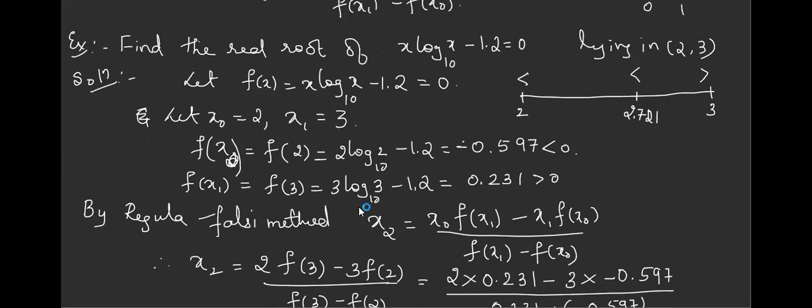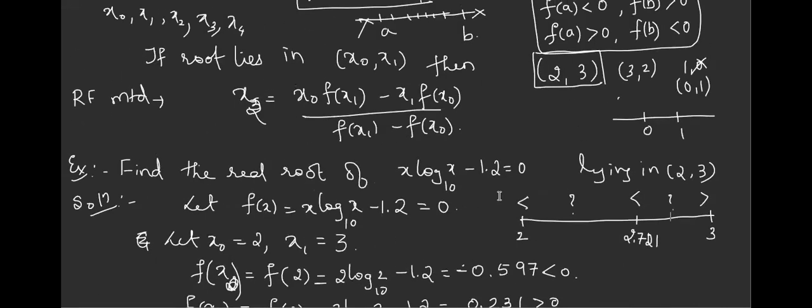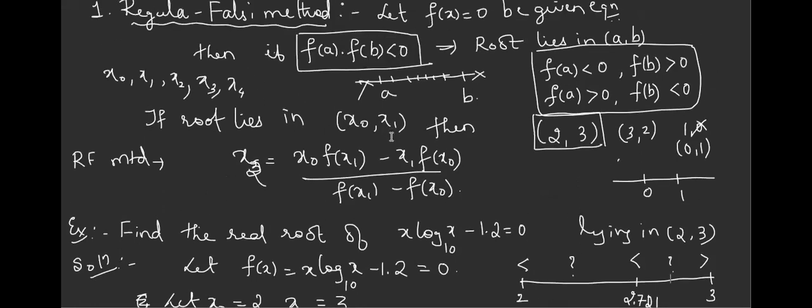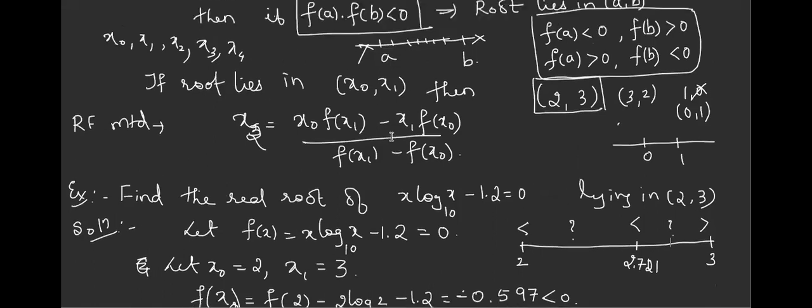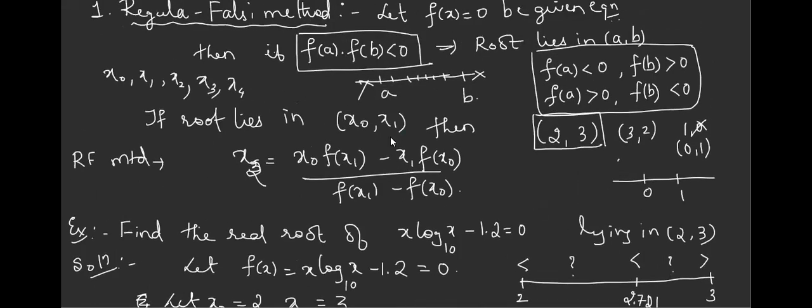Just see carefully. All of you just listen here. This is a very important point. After taking this point, the big interval is converted into 2 smaller intervals. Now we have to decide whether the root lies in the first interval or the second interval. This can be decided by using the property f of a into f of b less than 0. That's why I've written less than here.